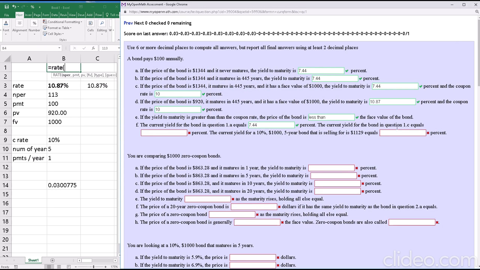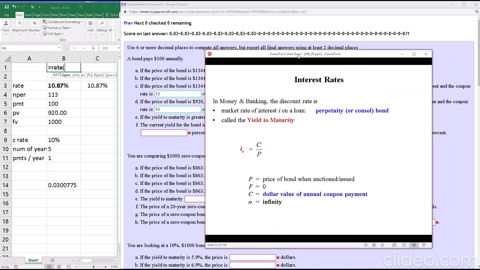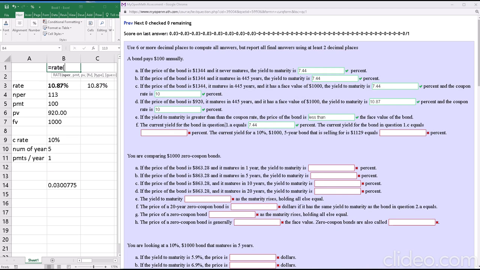The current yield for the bond in 1C, right here, scenario 1C, well, that's still the current yield, which is still C divided by P, right? So it's still 7.44%.